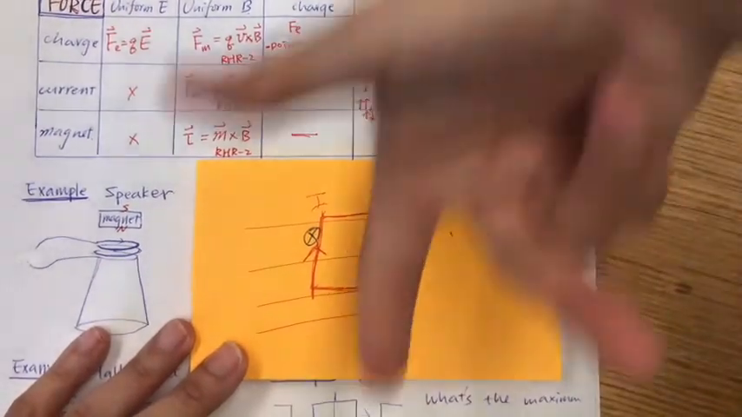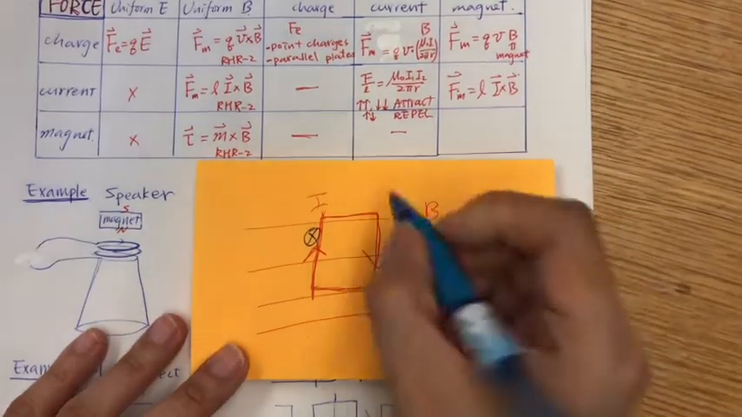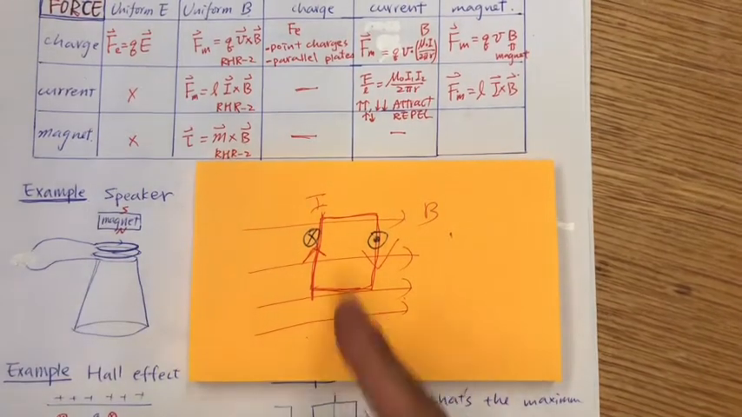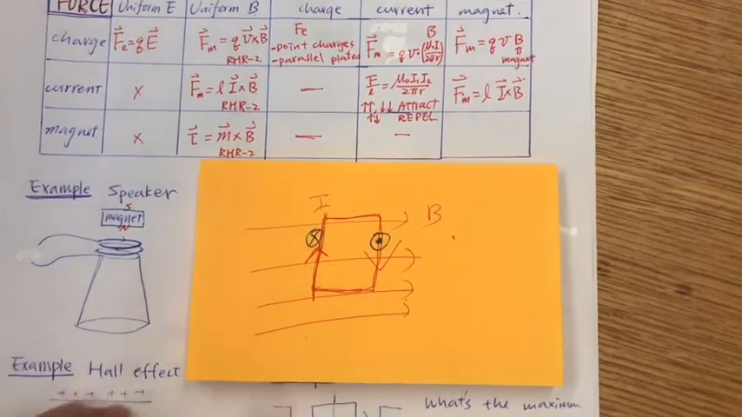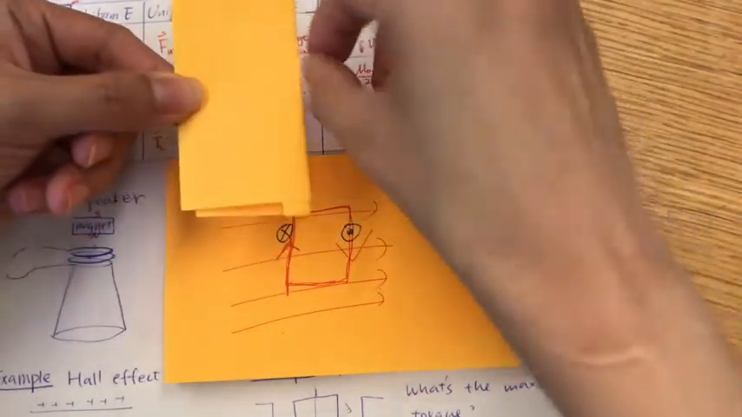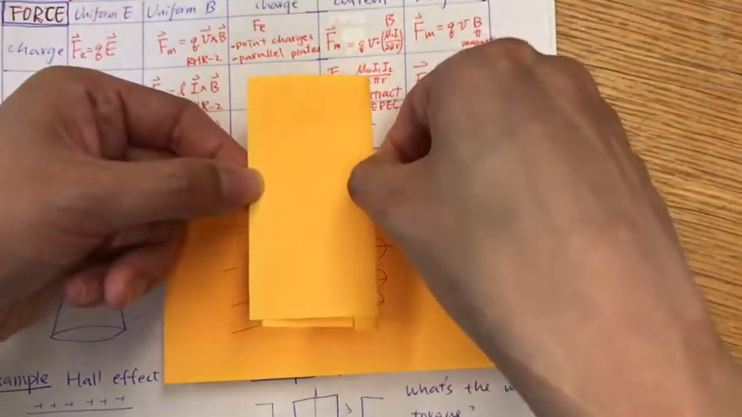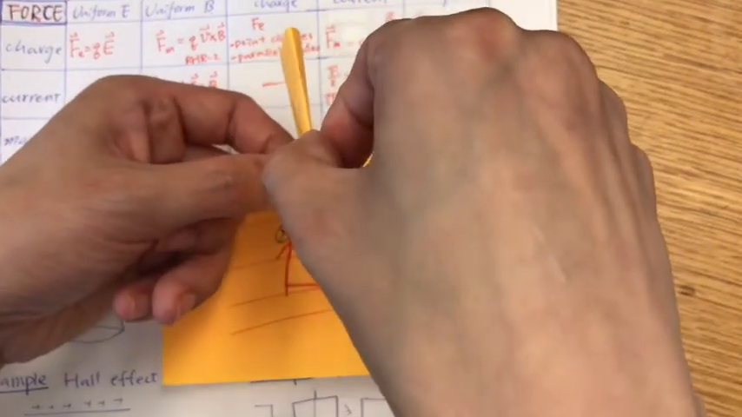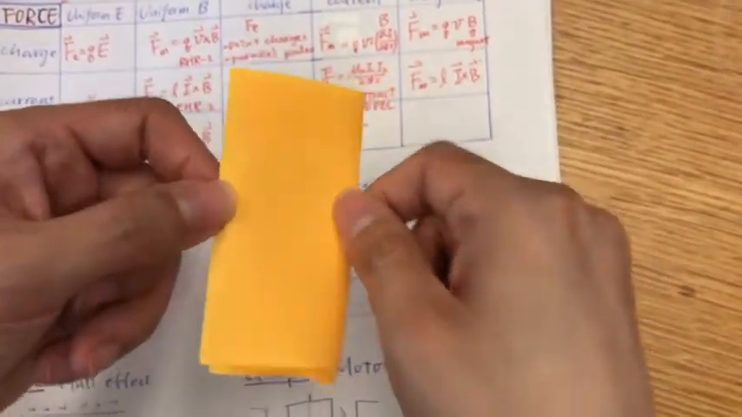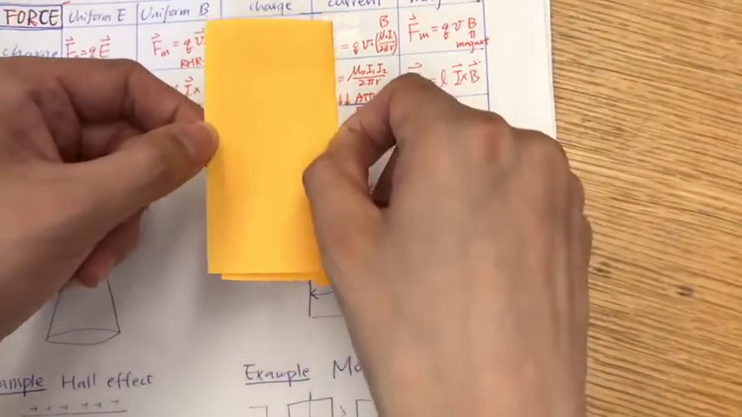And this one, current is going down, field to the right, the thumb is going up, so the force is going up. If I have a loop like this, and this loop feels a force pulling up here, another force pulling down here, what's gonna happen is it will rotate. Okay. And this torque, you can find later when we talk about the motor. You will find the torque for this motor.